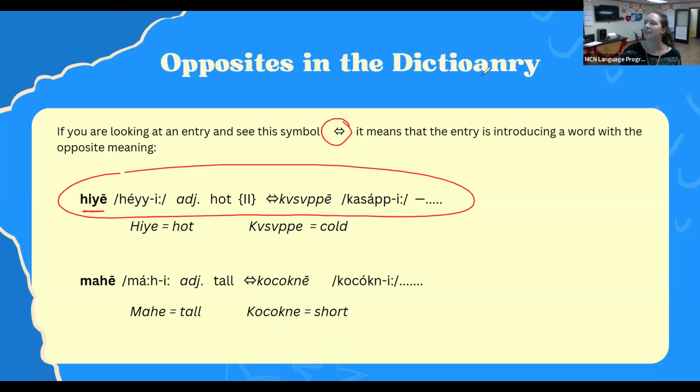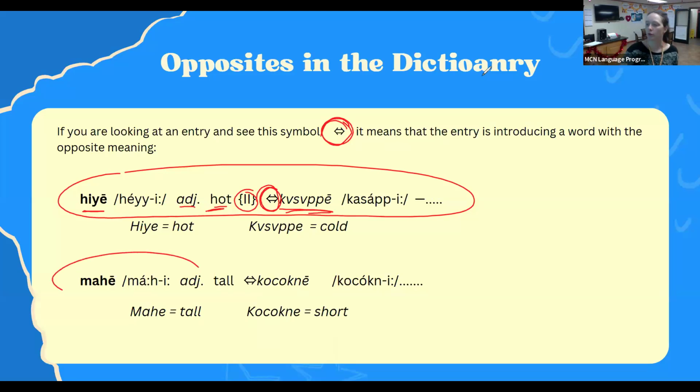So, hey, adjective, hot, uses type 2, the symbol, kasapi. And so it won't tell you what that means because this already shows you what it means. So kasapi doesn't mean hot. It means the opposite. So it means cold. So if this is hot, this is cold.